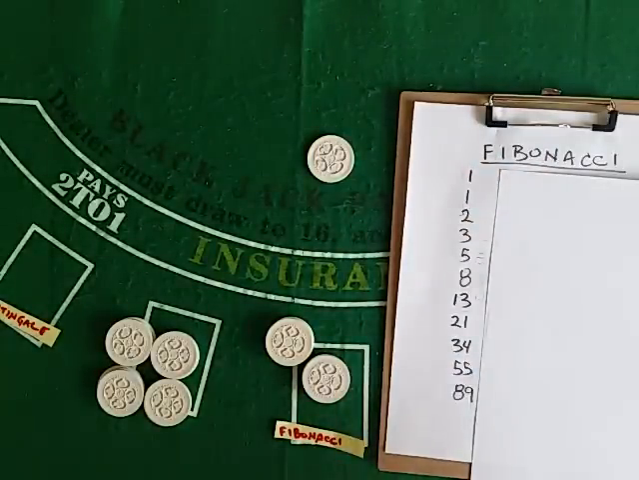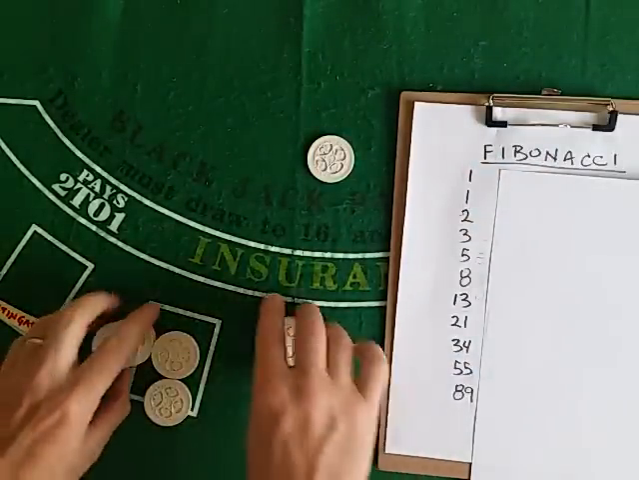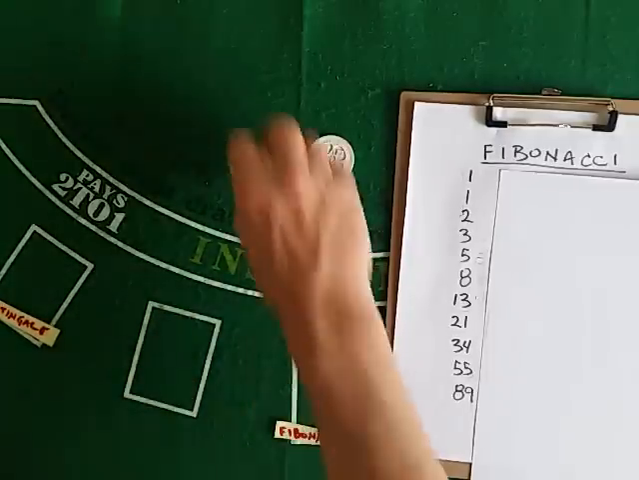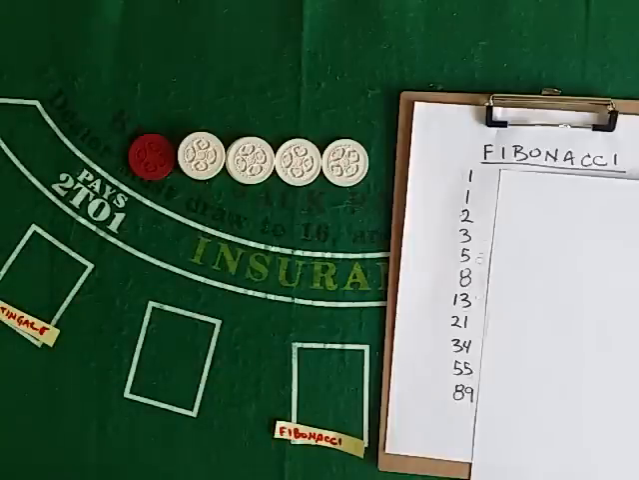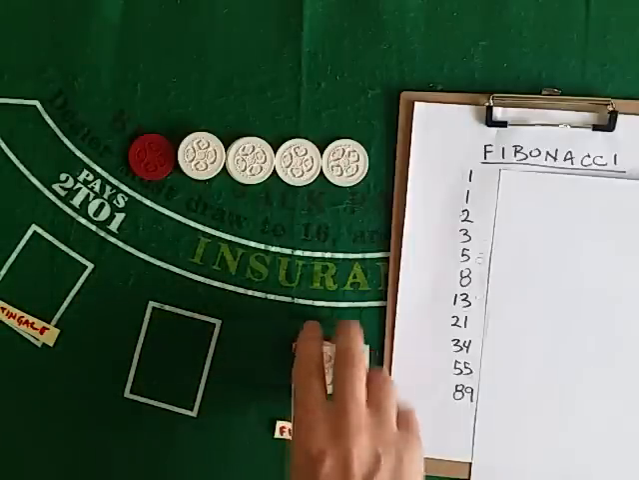Now, you could argue to do it a different way, especially when you're farther down in the sequence. Let me just put you here, 1, 1, 2, 3, 5. Okay, so now your next wager is 8.